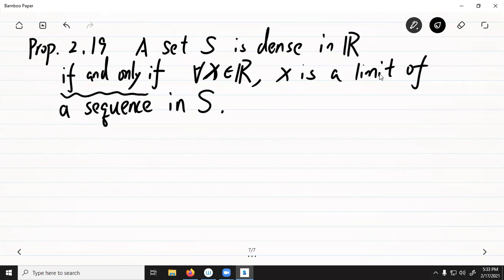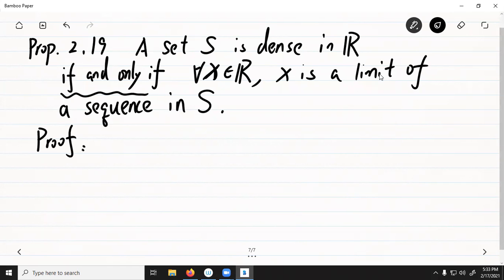If a set is dense in R, then we pick an arbitrary number in R. We can always find some sequence in this dense set S such that this sequence converges to this number. For any arbitrary number, you can always find some sequence in the set S to approach this number. Then this kind of set must be dense. Okay, so now let's prove it.